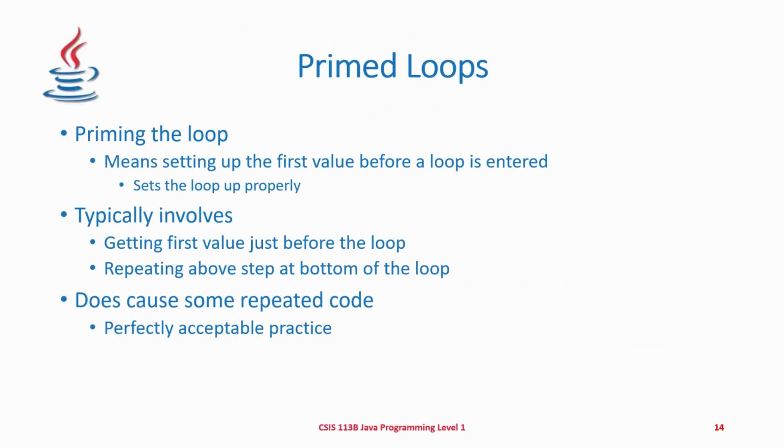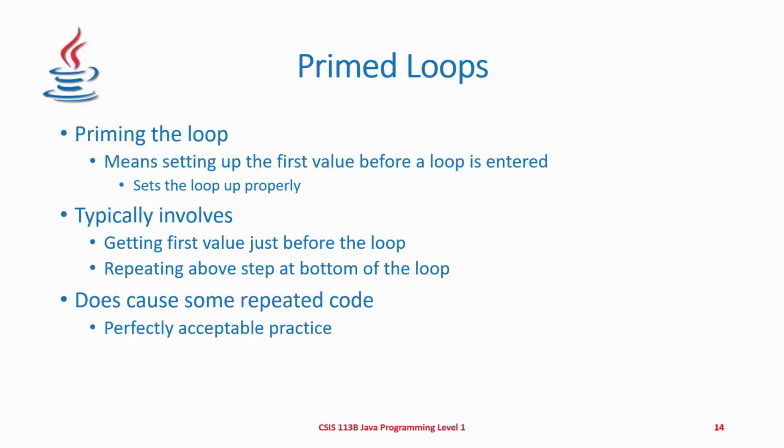So priming loops is important, obviously, as we demonstrated in the last slide there. Priming the loop means setting up the first value before the loop is entered. And it's important that we set up the loop properly. Typically, this involves getting the first value just before the loop, again, as you saw, and then also repeating that step at the bottom of the loop. So again, that was all demonstrated in the last slide.